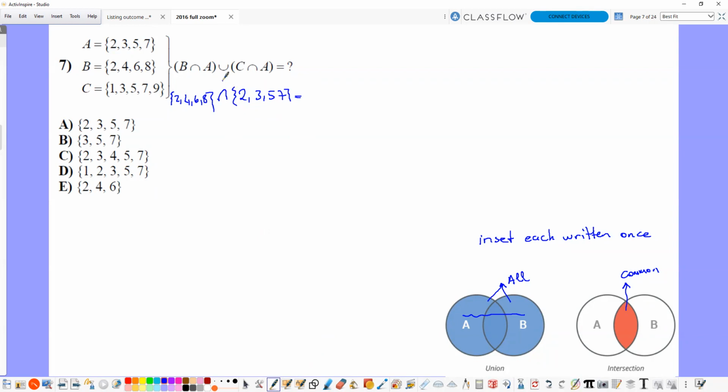As you see, this is the intersection sign, and this is the union sign. Since the intersection is common, I'm looking for the common numbers. 2 is the only common number. That's why B intersection A is written 2. This is the property of sets.